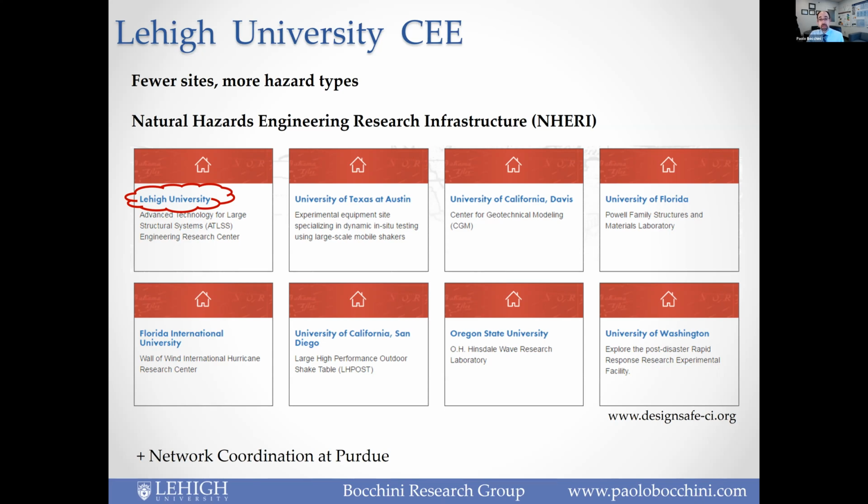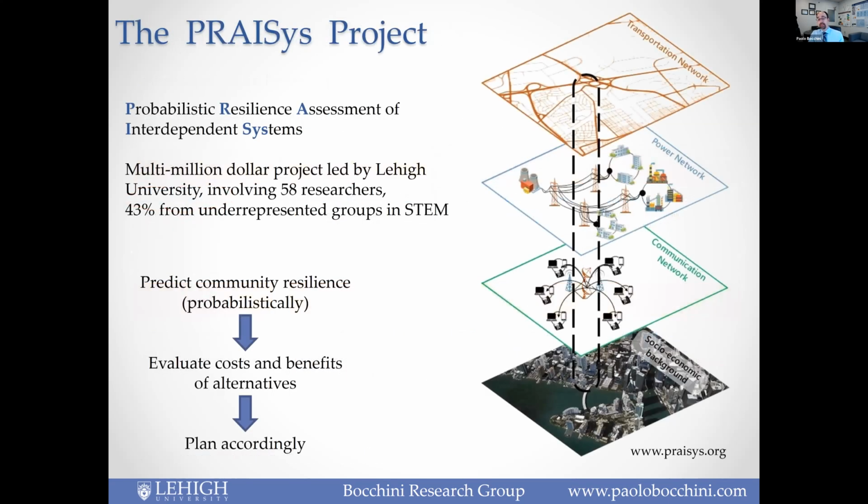Now, obviously, all this experimental research has to be backed up by analytical and numerical research, which is most of what I do. And the flagship project in this area is what we call the PRAISys Project, which stands for Probabilistic Resilience Assessment of Interdependent Systems. It's a project that was funded by the National Science Foundation.